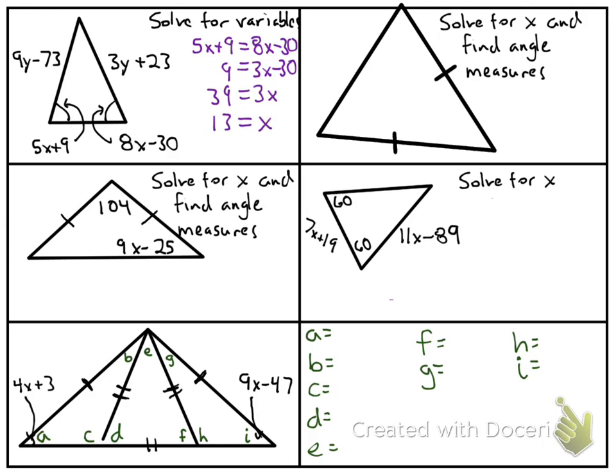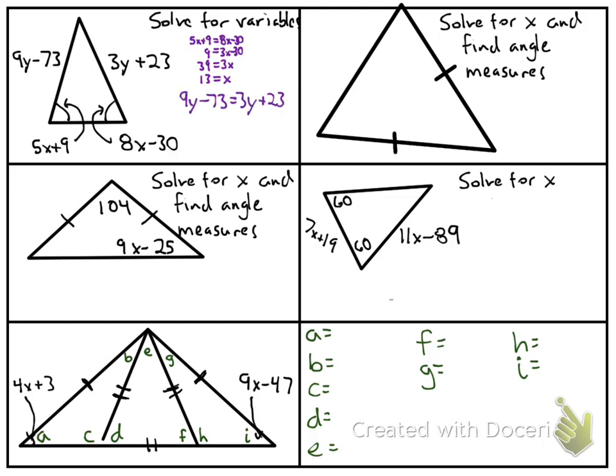Now to solve for y, since the angles are congruent, the sides are also congruent, so we'll say 9y minus 73 equals 3y plus 23. Subtract 3y from both sides, I get 6y minus 73 equals 23. We add that 73 over, we get 96. So y turns out to be 16 after we divide.